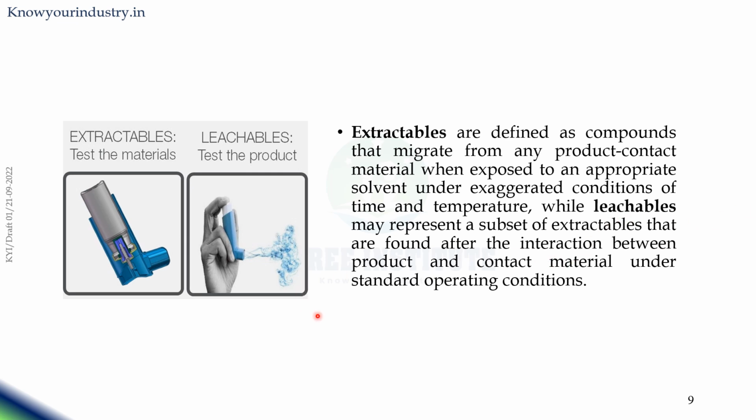So basically the extractables are intentionally established by subjecting these manufacturing parts and the packaging materials to an exaggerated condition, and you are profiling these extractables first, and then you are testing the finished product after aging or after a particular time and checking whether these extractables are present in the finished product. If it is present, then generally it is the subset of the extractables. So this is called leachables, what is present in the finished product.